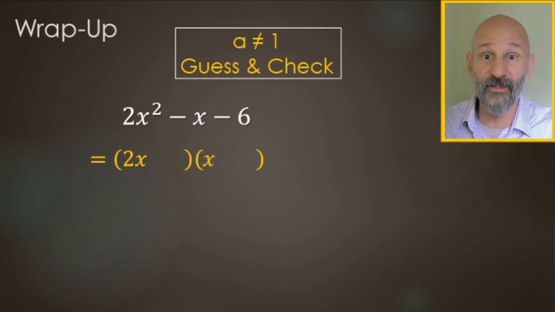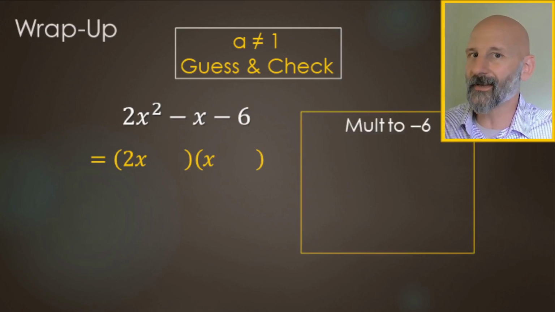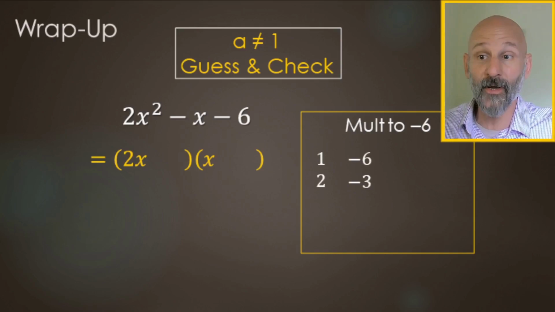Okay, so guess and check, we set up our firsts first, right? So multiplies to 2x squared, that's going to be a 2x and an x. And then these numbers that go here, the lasts, those are going to multiply to a -6. So if you don't write out the list, at least have one in your head, or vice versa. If you don't have one in your head, then write it out, right? To make sure you get them all, right? Multiplies to -6, 1 and -6, 2 and -3.